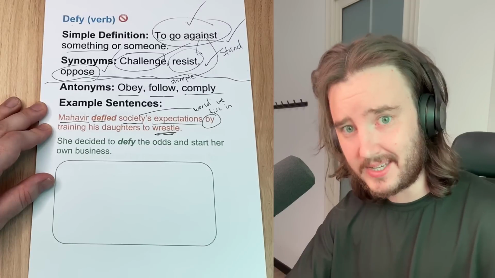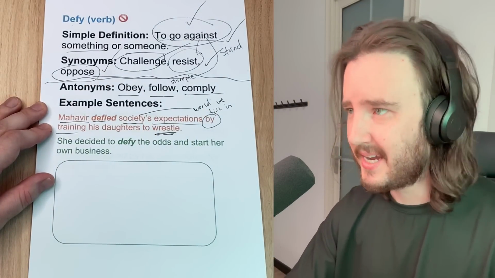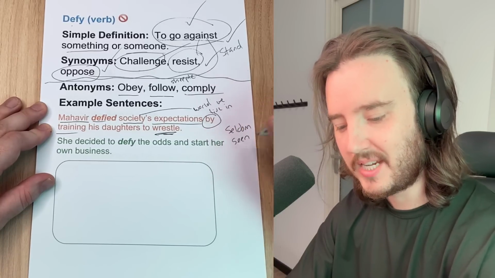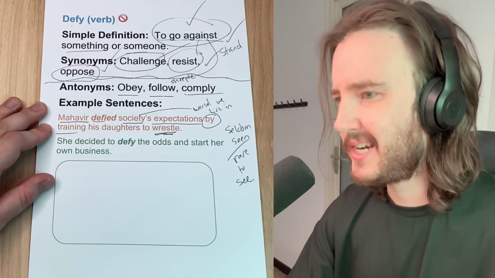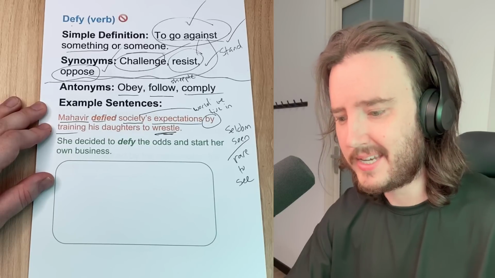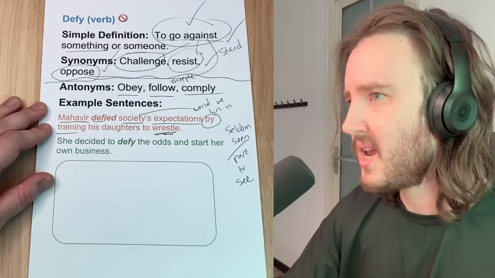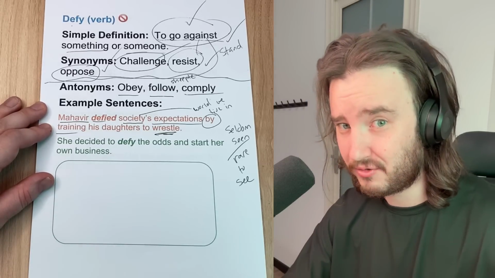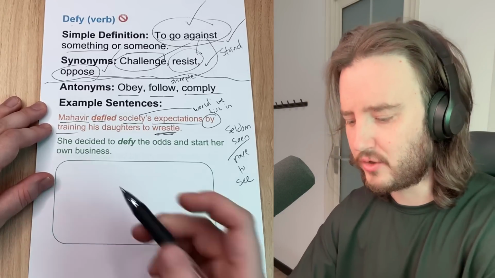How did he do that? He did that by training his daughters to wrestle. Very seldom seen. Very rare to see, right? You don't see it every day. You definitely don't see it every day. And this story is from India many years ago. So back then, it was especially rare. It was extra rare.